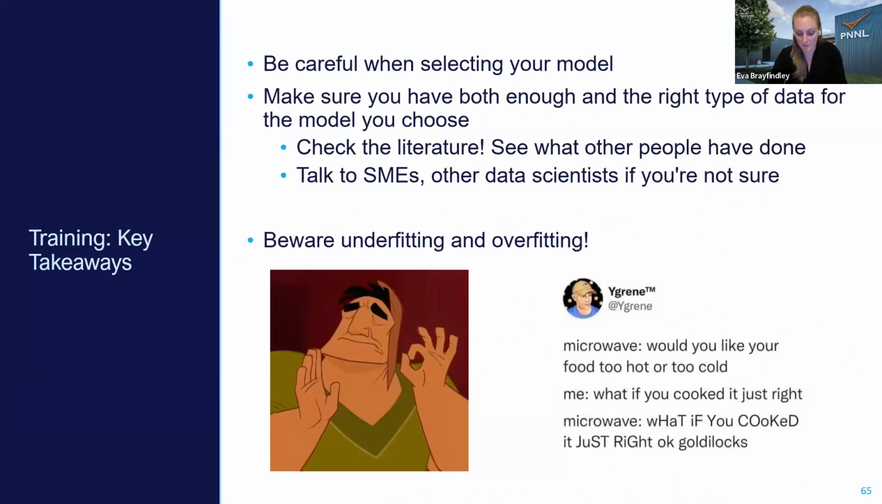So for some of the key takeaways for training, you do need to be careful when selecting your model. You want to make sure that you have both enough and the right type of data for the model that you choose. You can look in the literature, kind of that table that I showed very briefly, and check what other people have done to see if it's going to work for you or if you need something new or different. And then, of course, always talk to your SMEs, your subject matter experts, and other data scientists if you're not sure where to start.